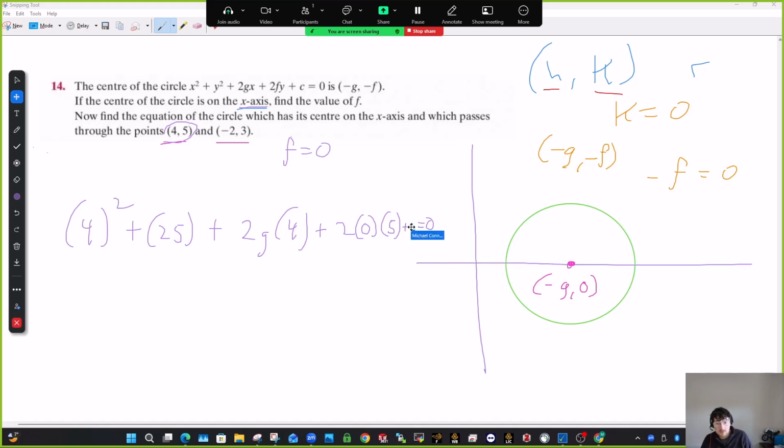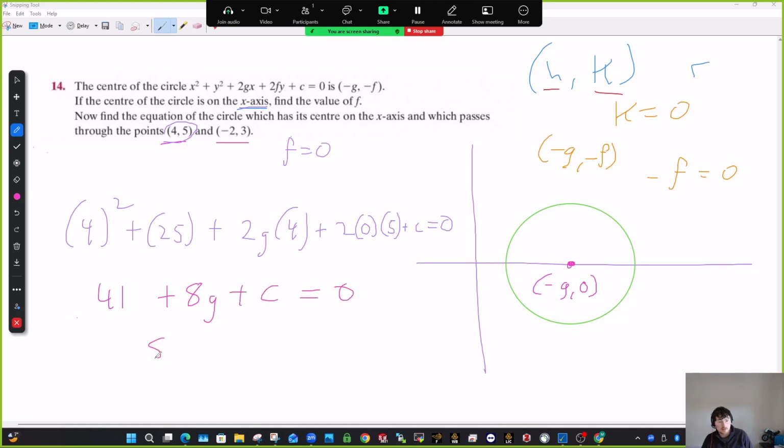There you go. Okay, so just like that, and then we tidy it up here. What are we getting? I did 5 squared there in my head, that's fine. That's 41 there: 16 plus 5 squared is 41, plus an 8g, and then plus c.